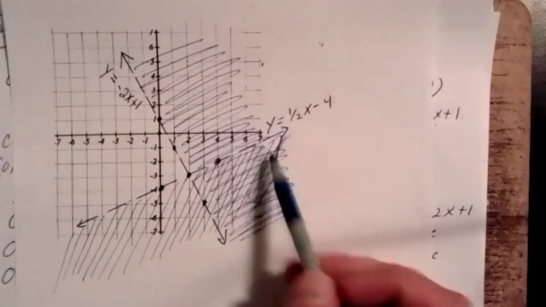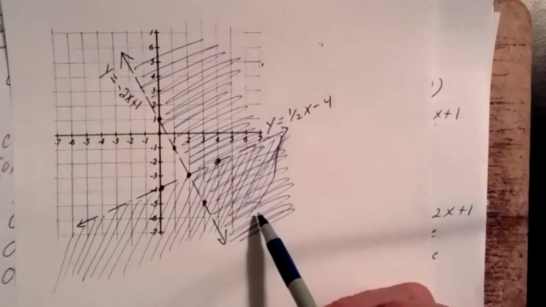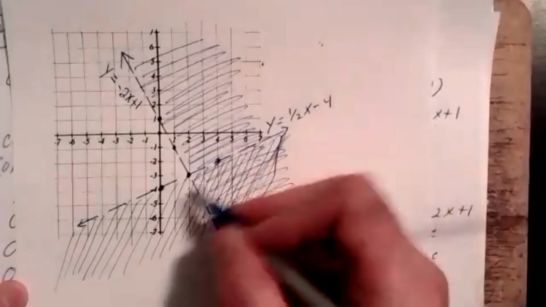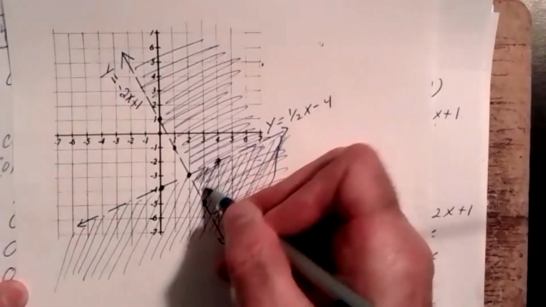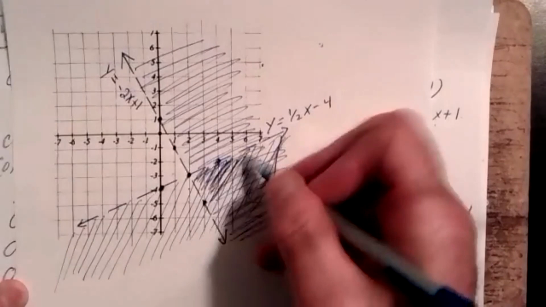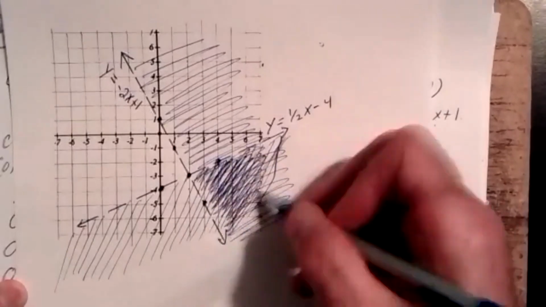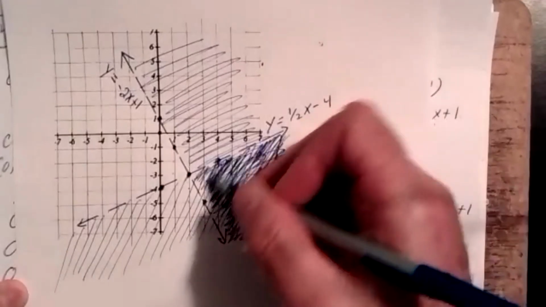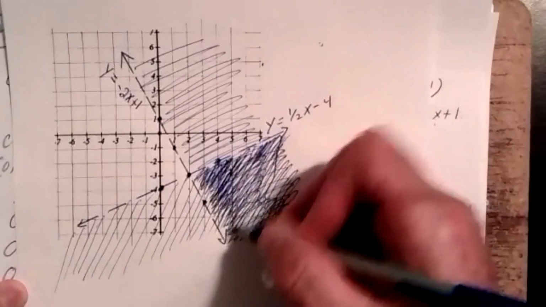And that's why colored pencils or markers might be more attractive here. It might make things easier for you to see where the overlap is. I can still see it though. It's going to be right in here. So this would be the graph of the solution set of that system of 2 linear inequalities and 2 unknowns.